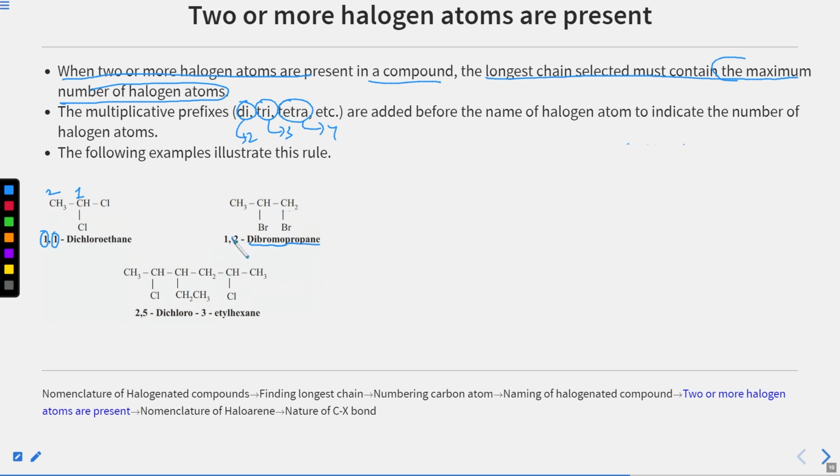Now remember these things. This comma and this hyphen are also very important in board exams. Marks are deducted for these small mistakes. So remember these things, this comma and hyphen.